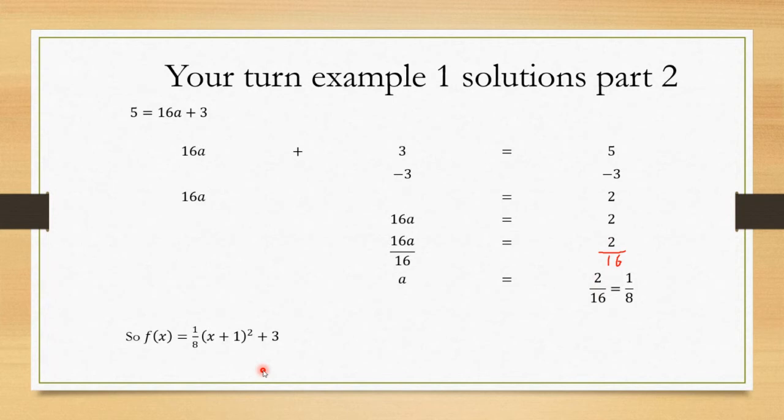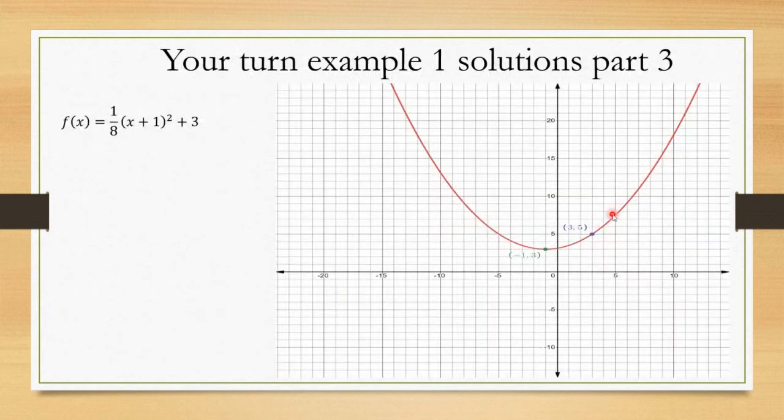From here, you can always graph like I did here to double check. You can see the vertex is, excuse me, -1, 3, and it passes through the point 3, 5. That's what we're looking for. So that one was good. Any questions on that?